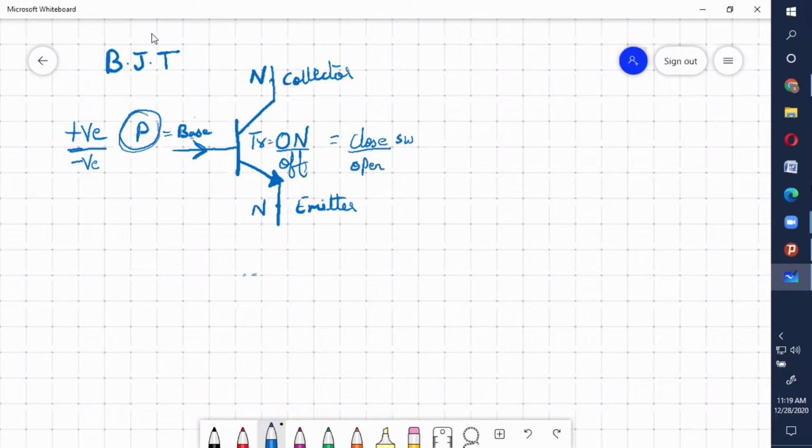If base is negative or zero, the transistor will go to off condition. It will act as an open switch. Is this point clear, students? Open switch means there is no connection between collector and emitter. Clear, students, with the concept?